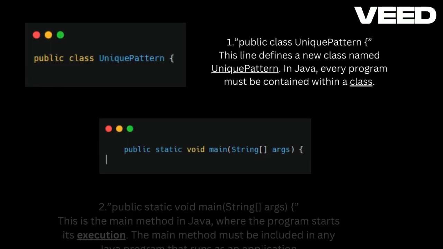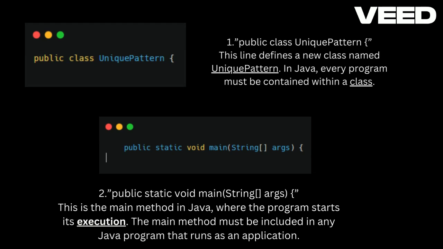Let's start. The first line: public class UniquePattern. The class name is UniquePattern, and the U is capital as we start the name with a capital letter. Line number 2, the main method starts from here: public static void main(String[] args). It is the program line where the program actually starts its execution.